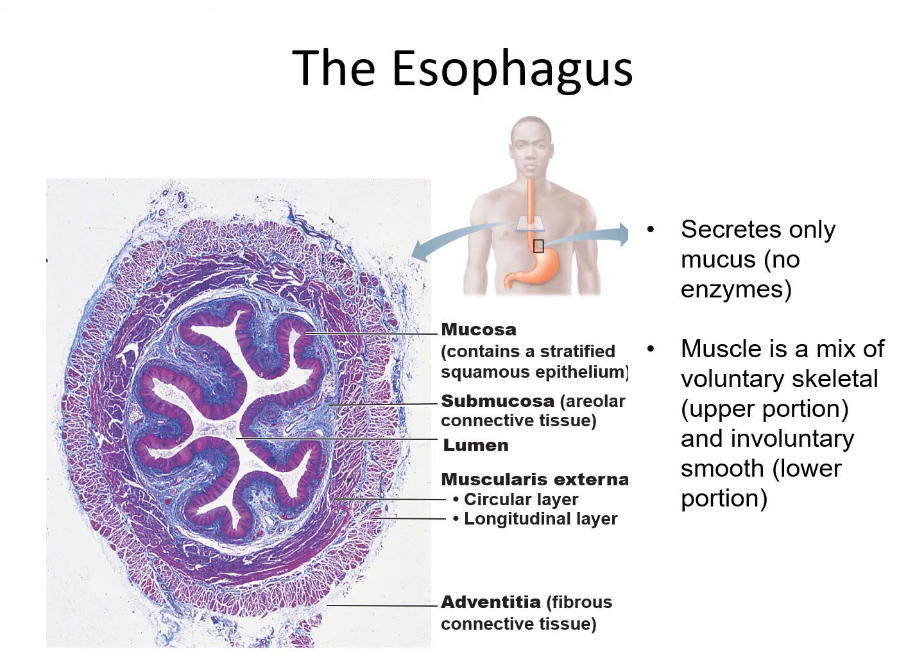Now, the tube is usually closed, unlike the trachea. The trachea is always open, but the esophagus is usually closed unless something is being squeezed down it. Instead of a serous membrane, we have what's called adventitia, which is fibrous, loose connective tissue that connects the esophagus to surrounding muscle and other connective tissues.